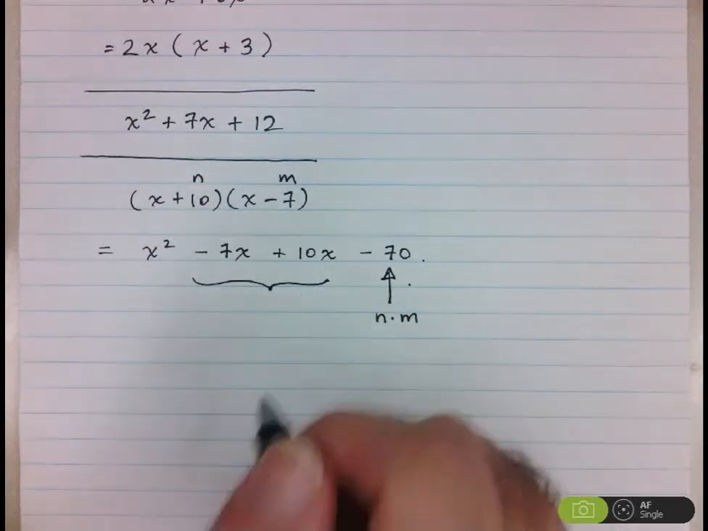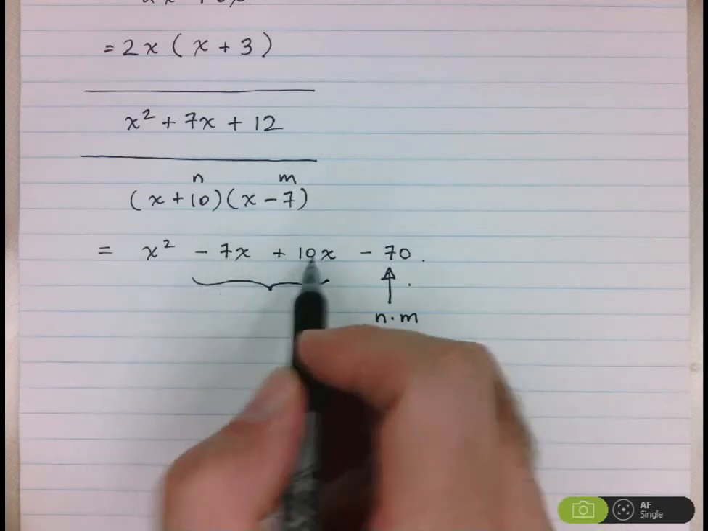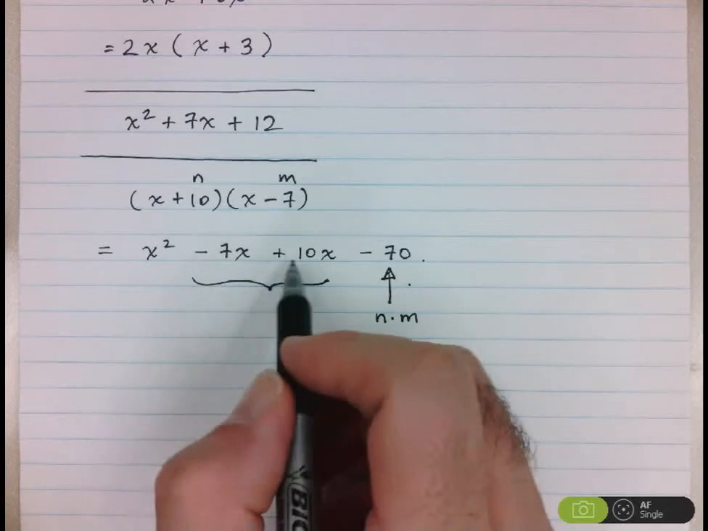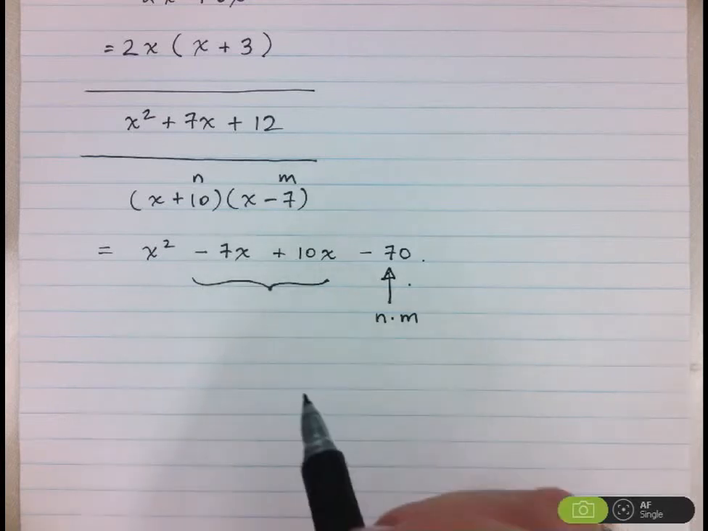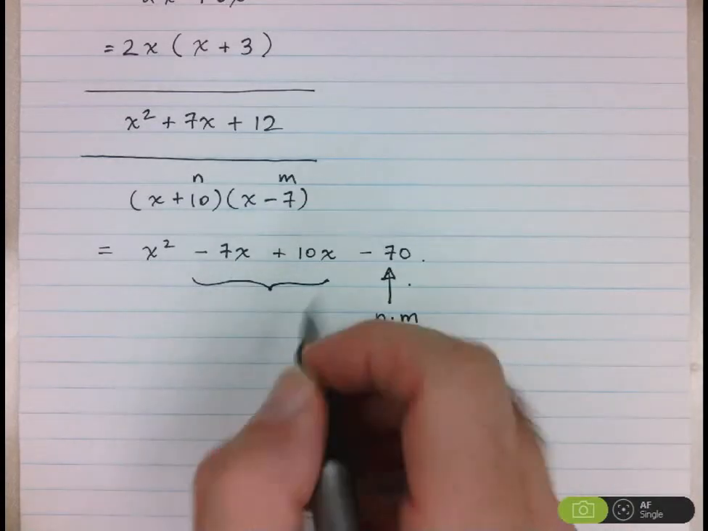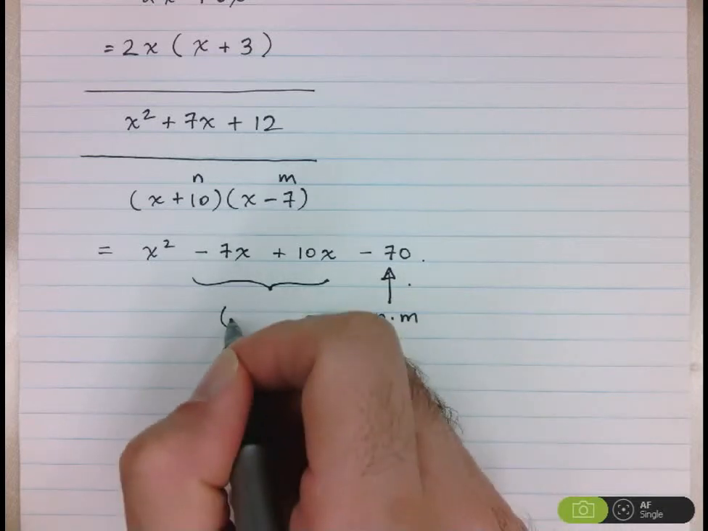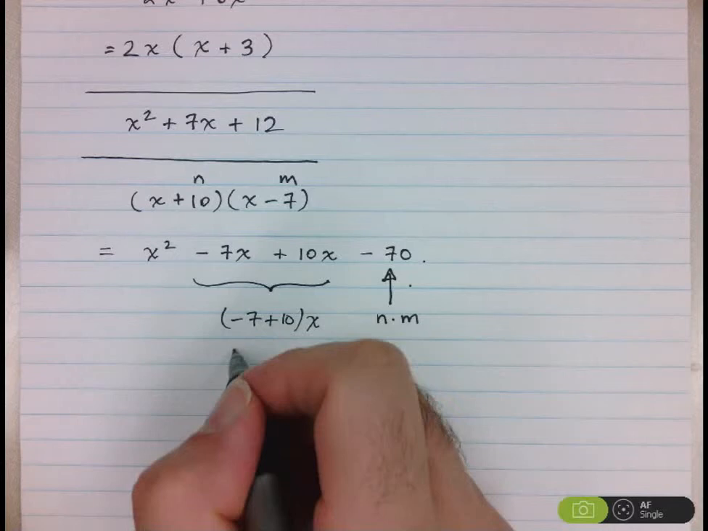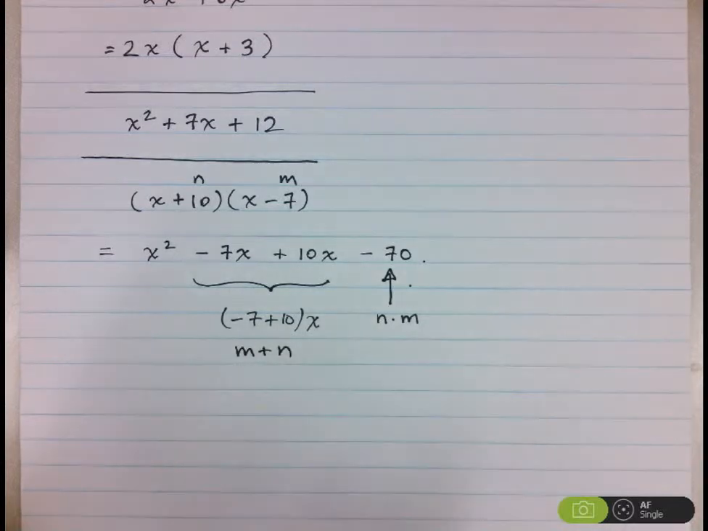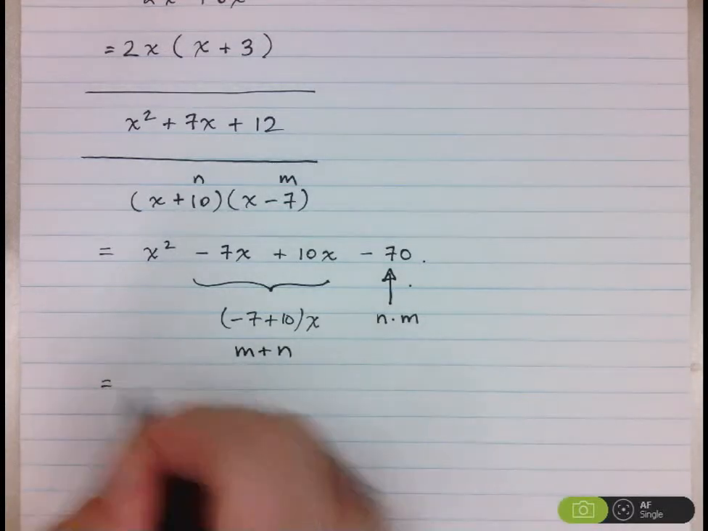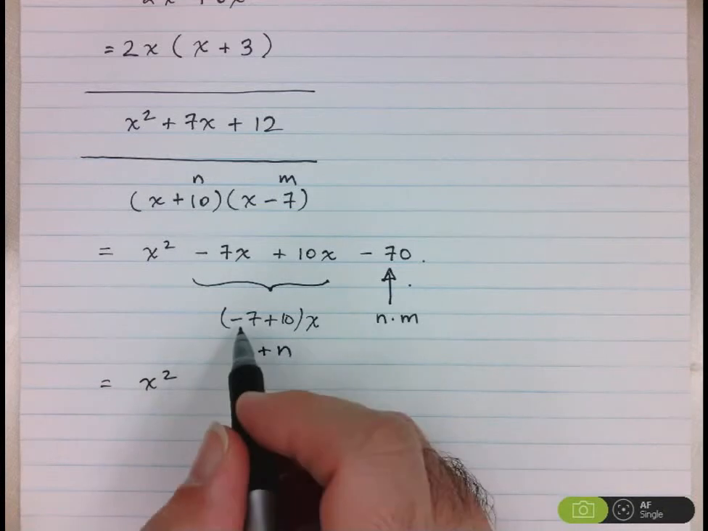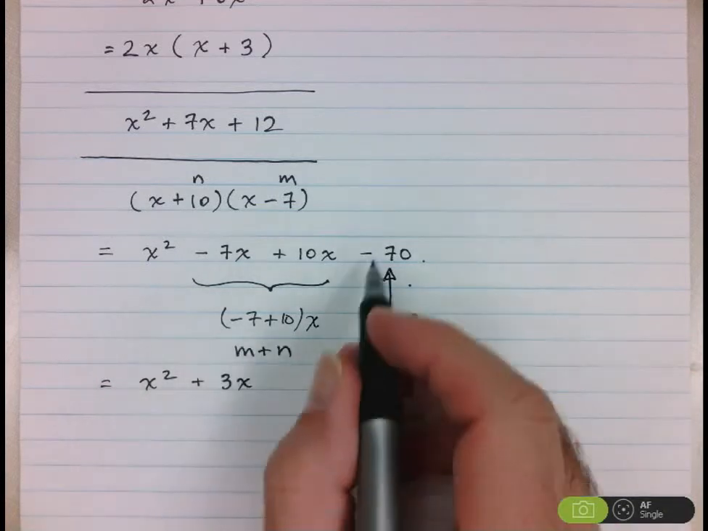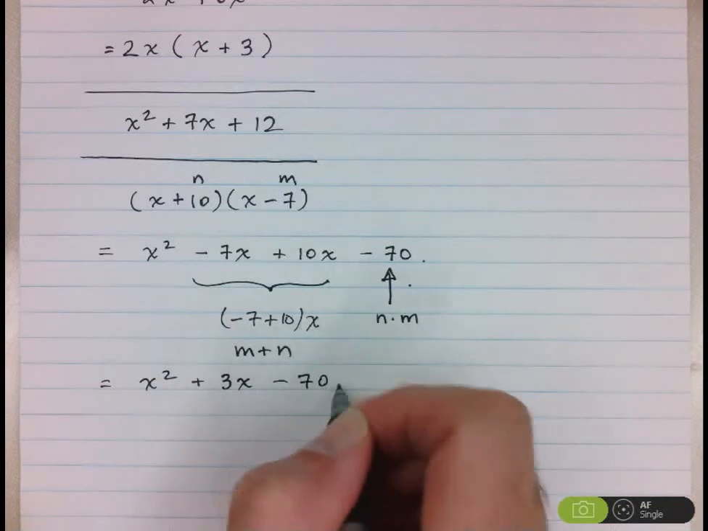And these middle terms, we're always able to simplify because they're like terms, and the way we simplify like terms is just by adding or subtracting the coefficients. The variable doesn't change. So the coefficient here of x is just going to be negative 7 plus 10, in other words, m plus n. So our final answer will just be x squared, negative 7 plus 10 is positive 3, so plus 3x, and then minus 70.